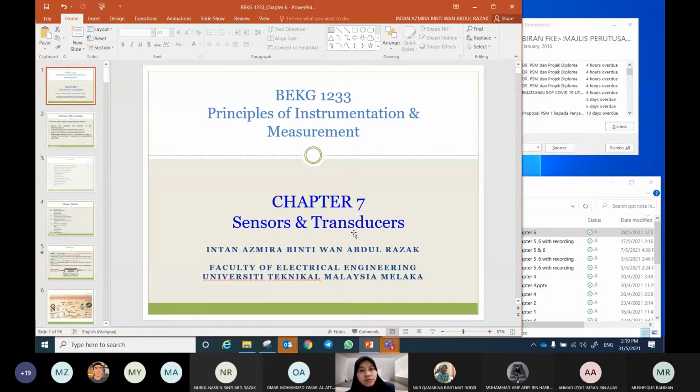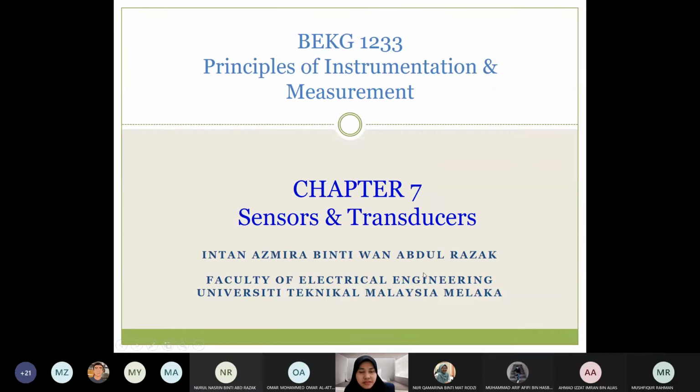Okay, so this is chapter 7, sensors and transducer. But the name for this note is chapter 6. Okay, actually, this is chapter 7. Can you see my screen, class? Yes, Doctor. Okay.